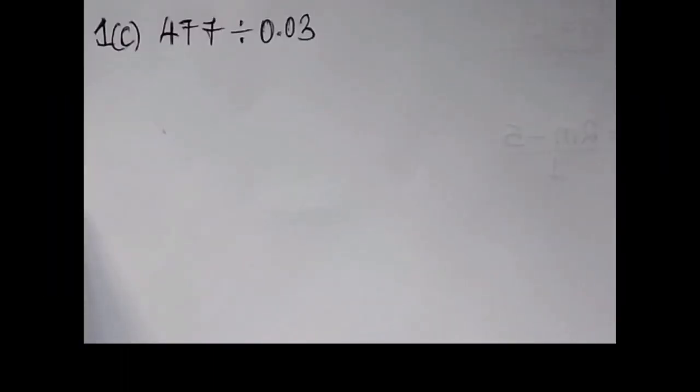So evaluating 477 divided by 0.03 and then giving our answer in standard form correct to two significant figures just means that first of all we need to find the value from this division, 477 divided by 0.03, and then that value is the value that we are going to work with, which we are going to express in standard form correct to two significant figures.